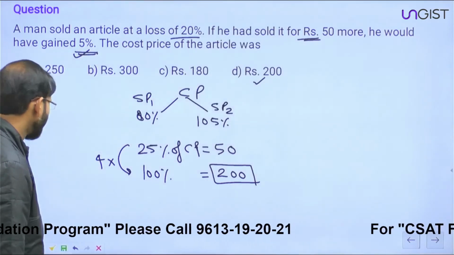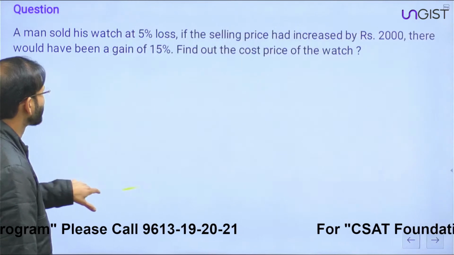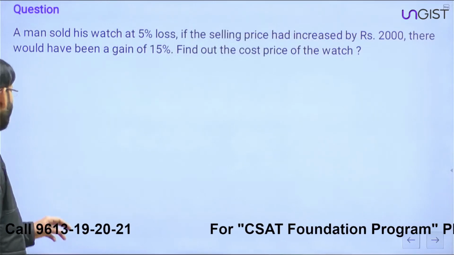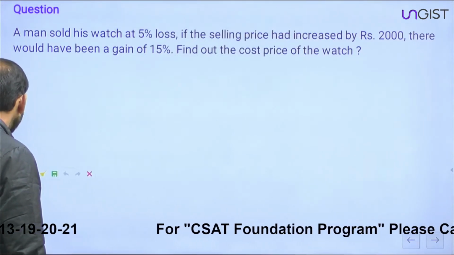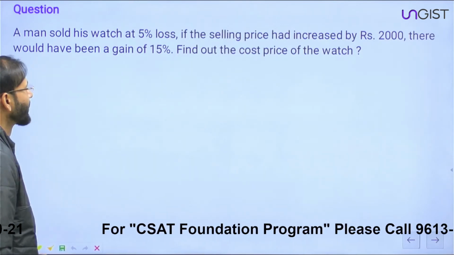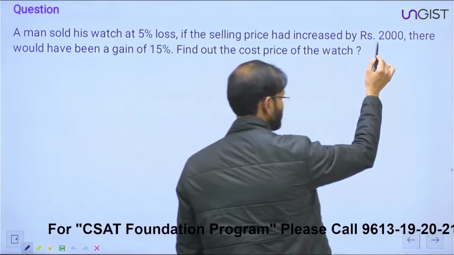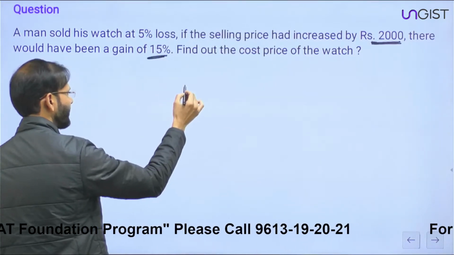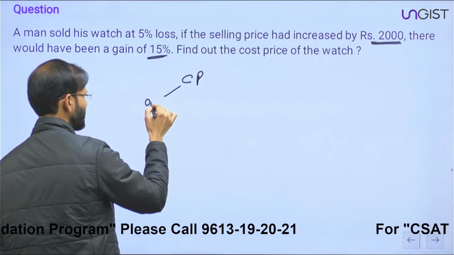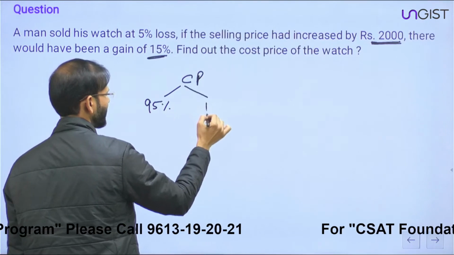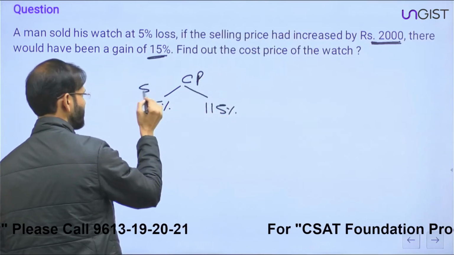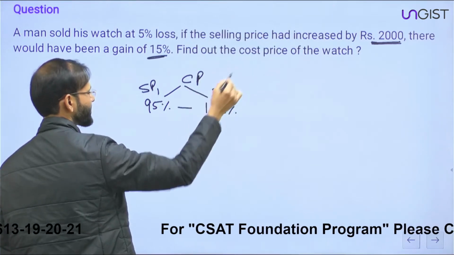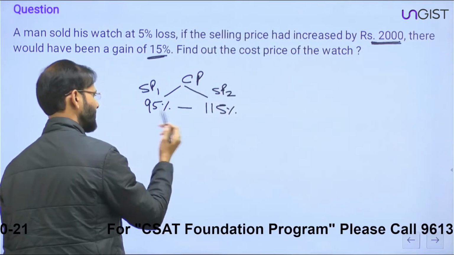Now guys, let's move to another question. एक बार पढ़िएगा जरा next question. Just read this. Question says, a man sold his watch at 5% loss. If the selling price had increased by rupees 2,000, there would have been a gain of 15%. Right? Everyone, again. So 5% loss, 95%. 15% gain, 115%. This is SP1. This is SP2. What is the gain? The gain is 2,000 rupees. I mean, this is 2,000 rupees more. The difference is 2,000 rupees.